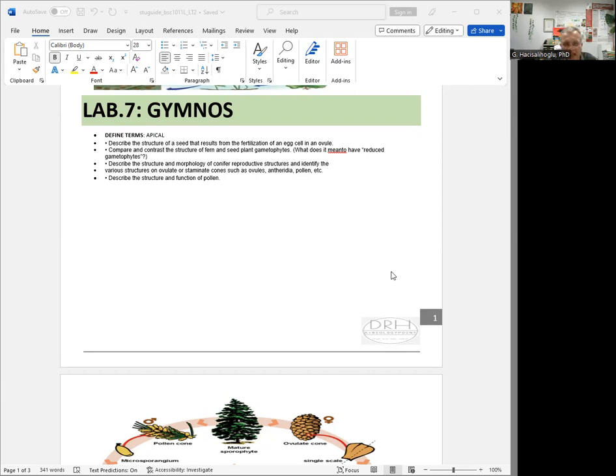Gymno means naked, so that means the seed is naked, with no fruit covering the seed. Instead, there is a cone, like a female cone, in which the seed is located. This lab and the next lab, gymnosperms and angiosperms, are called seed plants. The previous 2 groups did not have seeds. They had spores. But gymnosperms and angiosperms have seeds. Angiosperms have some other features as well.